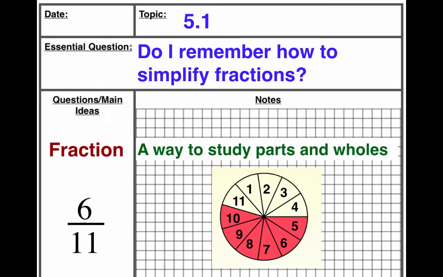There's our fraction, 6/11ths. All we're doing is representing the part and the whole though. 6 parts got eaten out of 11 that make a whole. Alright, so let's try some problems where we simplify a fraction. We're going to do an example 1.